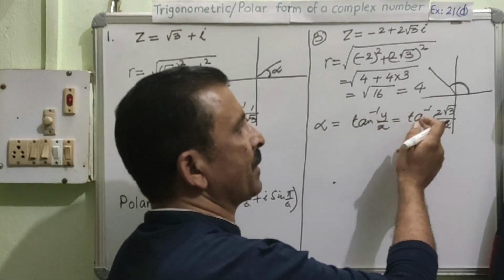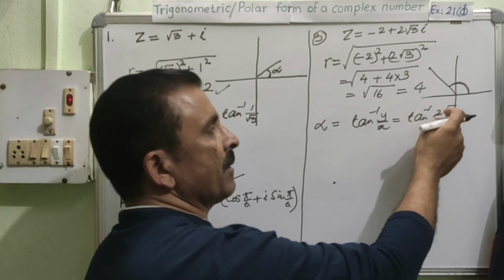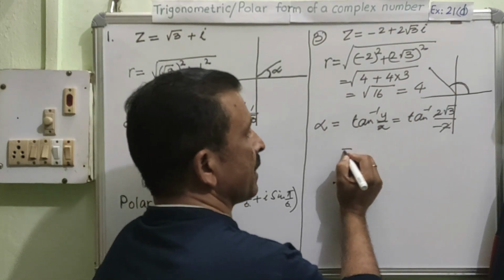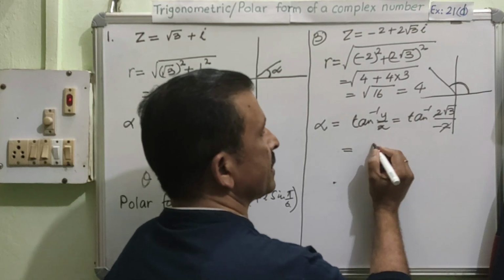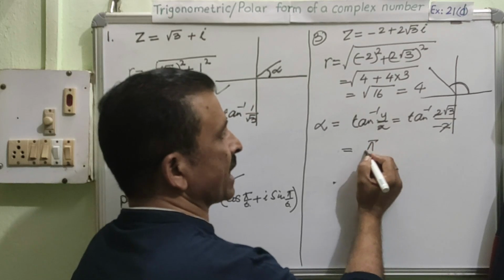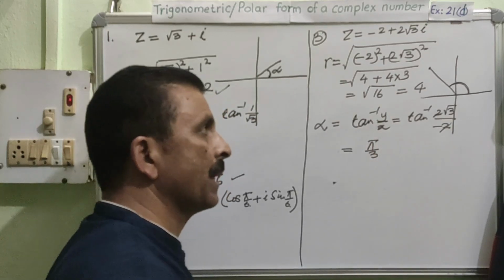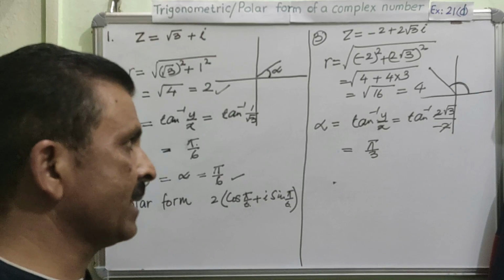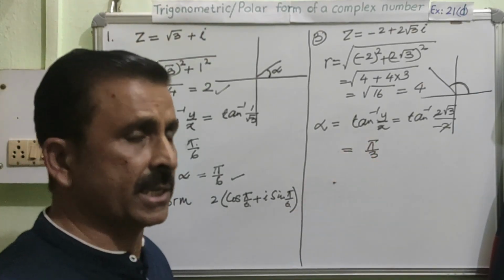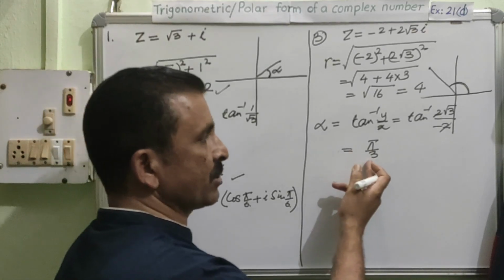For what angle does tan come as equal to root 3? Obviously the angle will be 60 degrees, and if we write that 60 degrees in radians, we can write this as pi over 3. So we got this acute angle. Pi over 3 means 180 divided by 3 is equal to 60. So this is the acute angle.